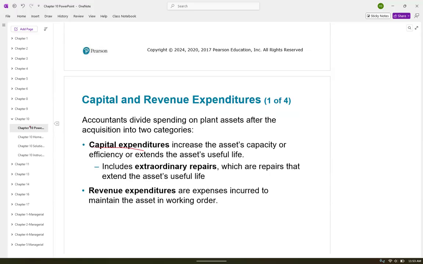So whatever you're doing, if it extends the asset's useful life or makes it more efficient, then it is a capital expenditure. Think about that same car for a revenue expenditure. What if you just change the oil?